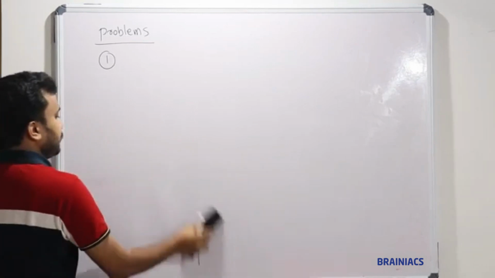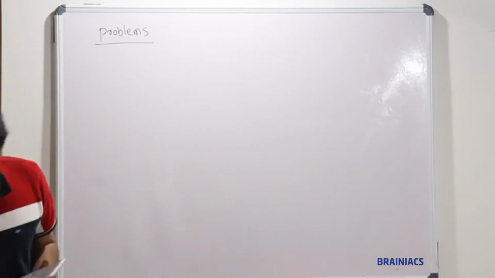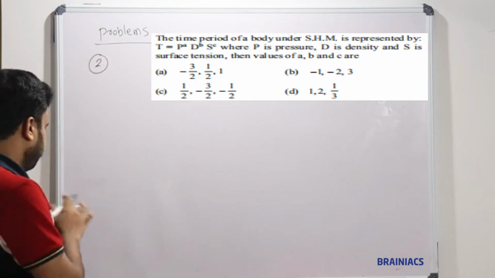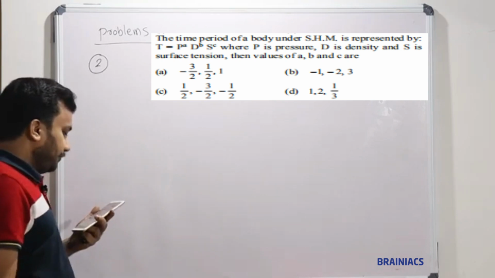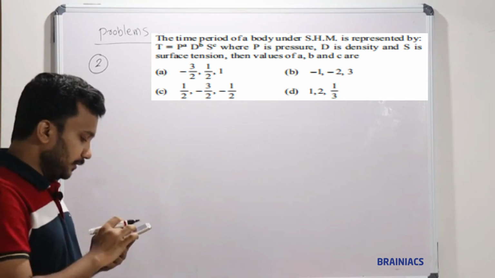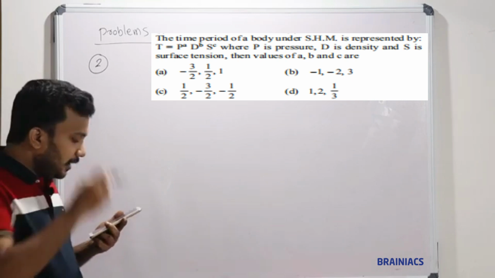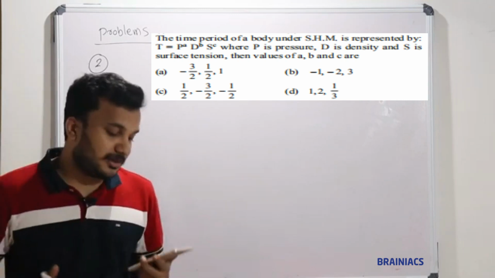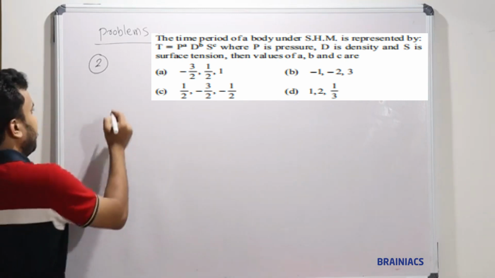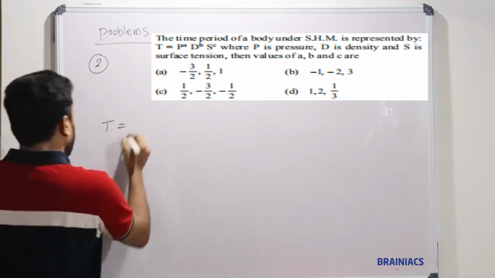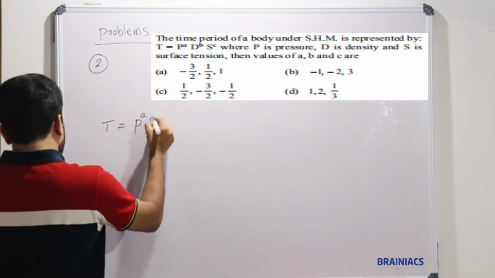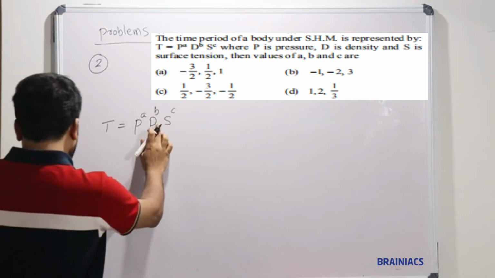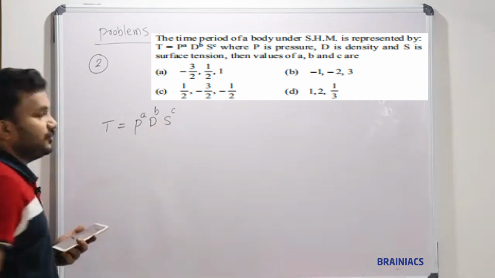Question number 2. Time period of a body under SHM, simple harmonic motion, is represented by T is equal to P power A, D power B, S raised to C. P is pressure, D is density, and S is surface tension.